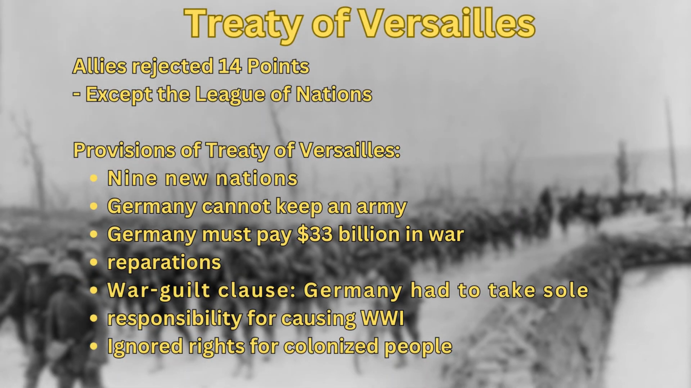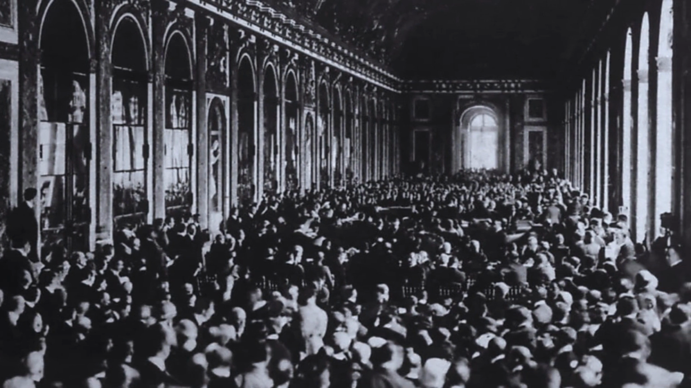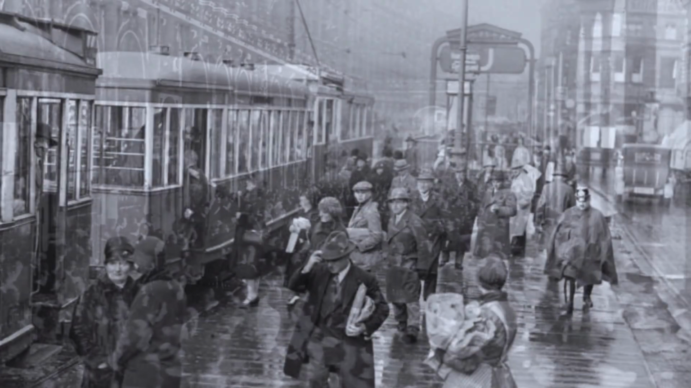This decision stemmed from multiple factors, including a desire to punish Germany for its perceived role in starting the war, demands for reparations to cover war costs, and a belief that crippling Germany militarily and economically would prevent future aggression. The treaty's punitive measures were intended to maintain long-term peace, but inadvertently fueled resentment and economic instability in Germany.